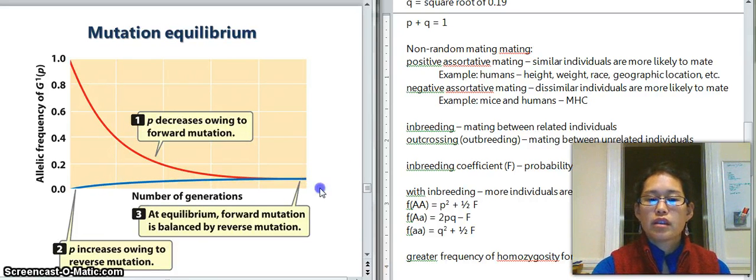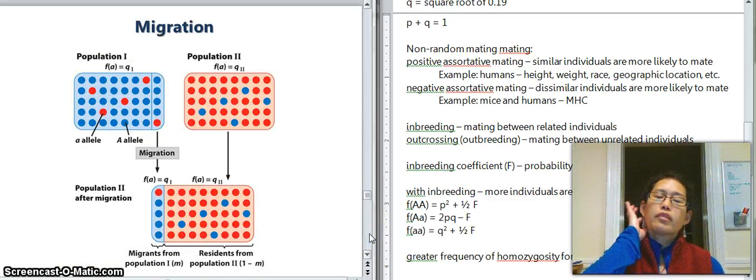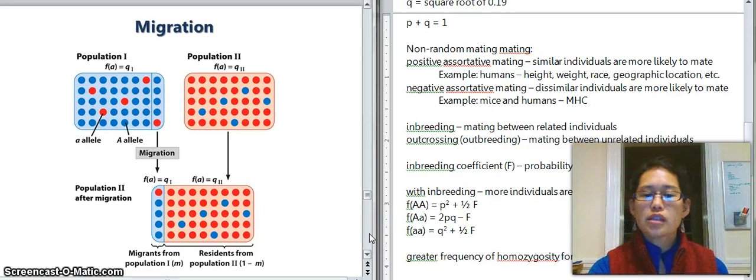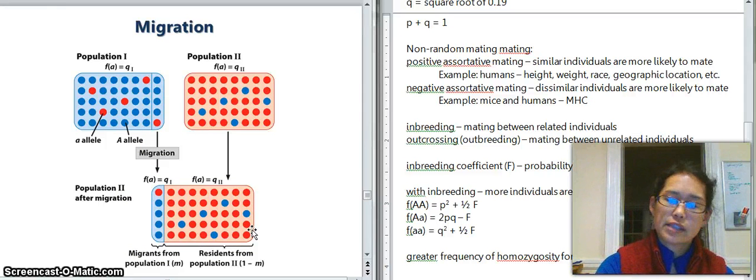Okay. So, migration. Migration is fairly intuitive. You can have two different populations with different allele frequencies. If some of these individuals migrate into this population, you now have a change in allele frequencies. So migration can be an evolutionary force for changing allele frequencies within a population.